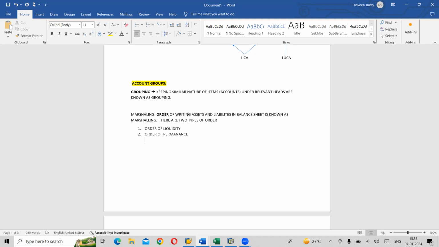So what do you mean by order of liquidity? There is no other method; we need to follow the same thing. What do you mean by an order of liquidity? Okay, very simple. Order of liquidity is nothing but, on the asset side, the most liquid asset will be shown first, and the least liquid asset will be shown last.